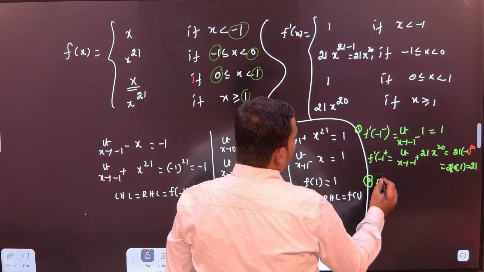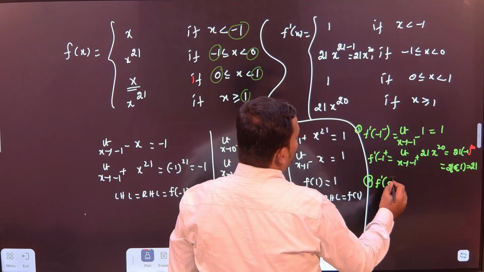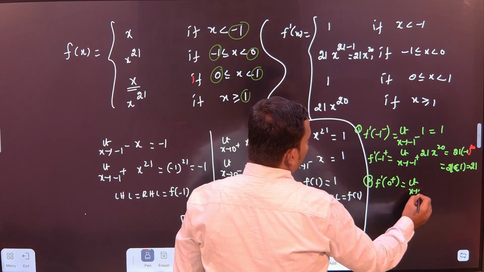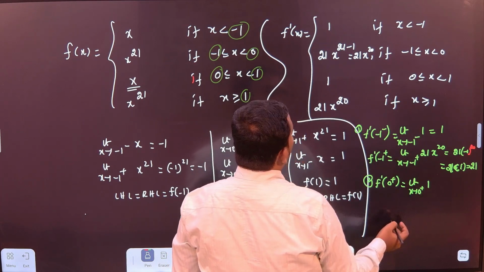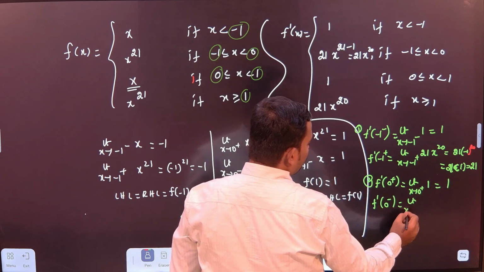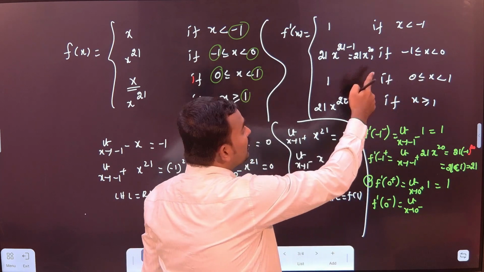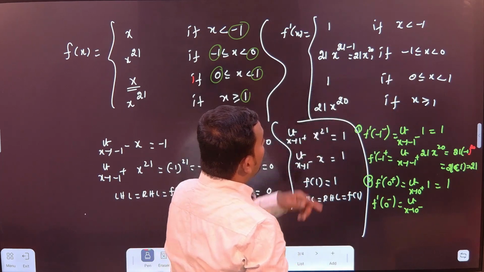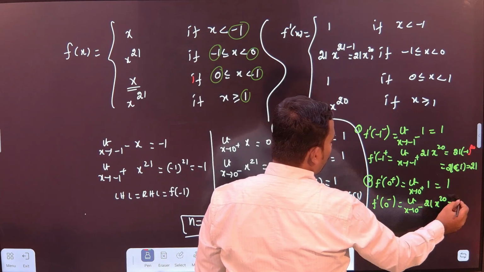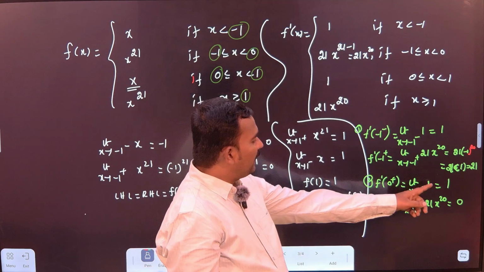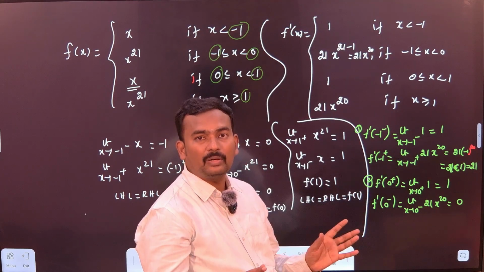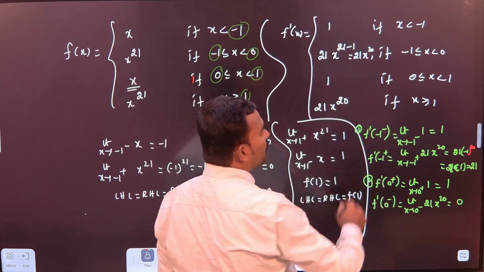The same way you can check the second one. What is that? F dash of 0 plus you can take. 0 plus means limit x goes to 0 plus, which is 1. Okay, that will be 1. And f dash of 0 minus you can take, limit x goes to 0 minus. 0 minus means less than 0. What is that? Again 21 into x to the power 20. So you can apply 0, again 0 here. So the right hand derivative is 1, the left hand derivative is 0. It is not equal, therefore not differentiable at x equal to 0 also.